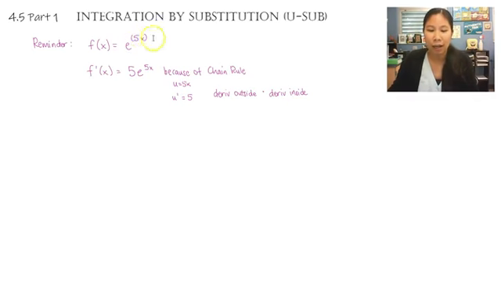Then the derivative of the outside was still e to the 5x. The derivative of the inside was 5. Multiplying those together, we got 5e to the 5x. So that was a real quick recap of chain rule.